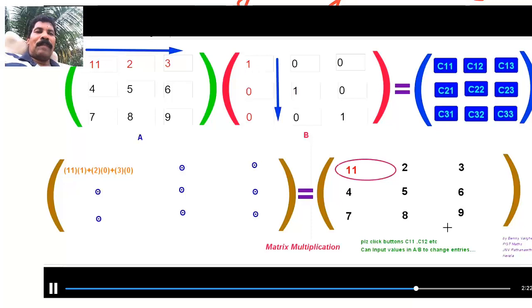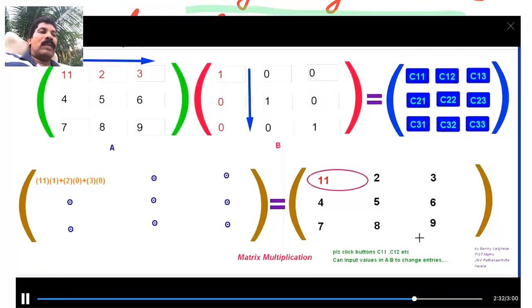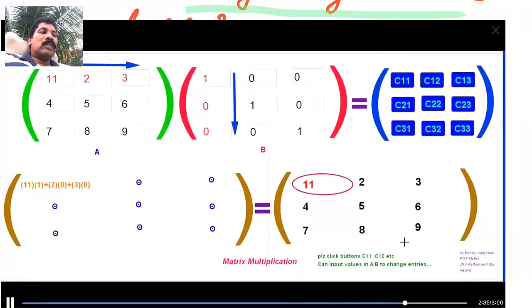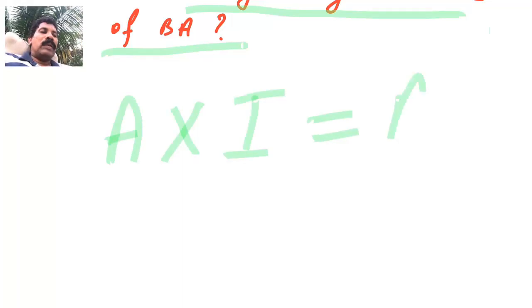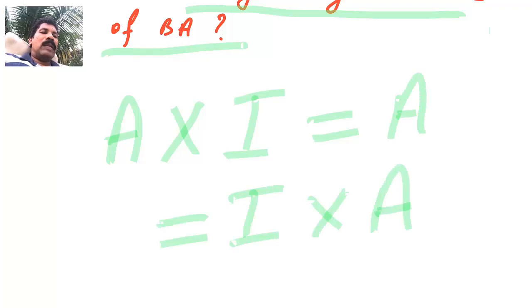That is, whenever we multiply a matrix by an identity matrix, the matrix will not be altered. The same matrix will be repeated. That is, A multiplied by identity matrix will be A only. Similarly, identity matrix multiplied by A, that's again A only.